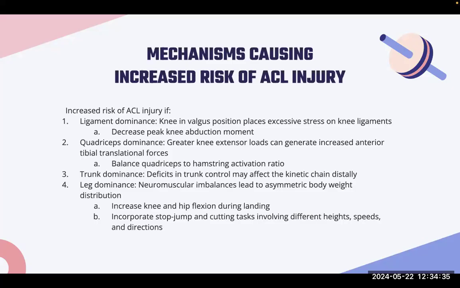And then leg dominance, having asymmetric body weight distribution, maybe they're having pain on one side, so they're shifting their weight onto the other side. And one way to dissipate this is, again, increased knee and hip flexion, ankle dorsiflexion, all that sagittal motion. The more you bend your knees and dorsiflex your ankles when you come down from a jump, the less risk you're going to injure your ACL.